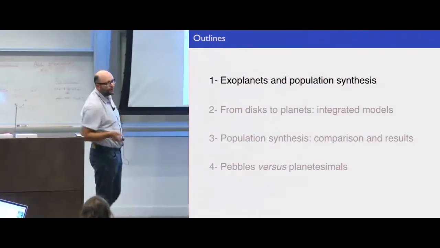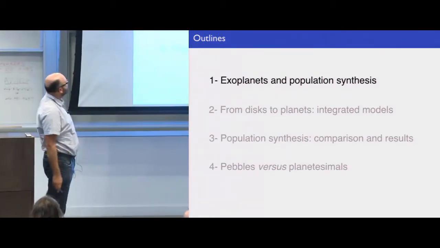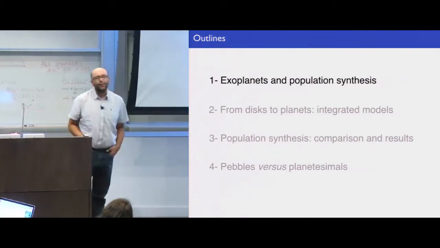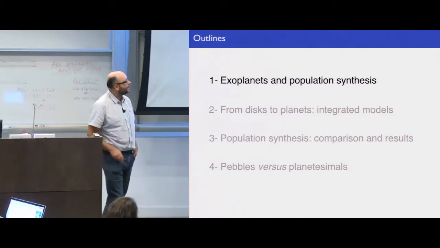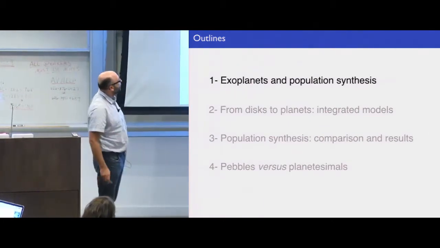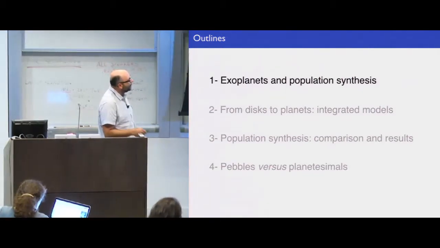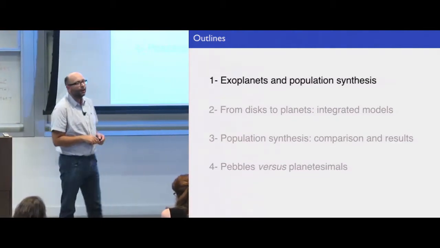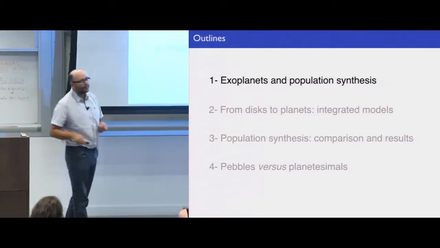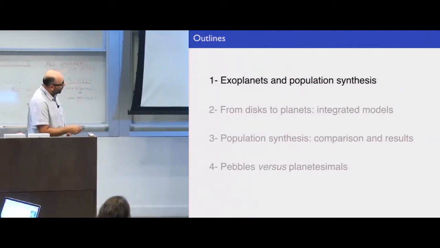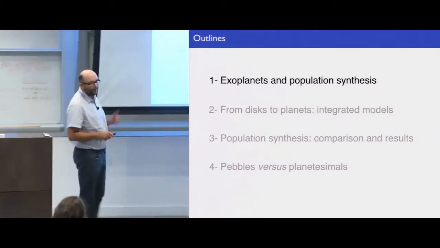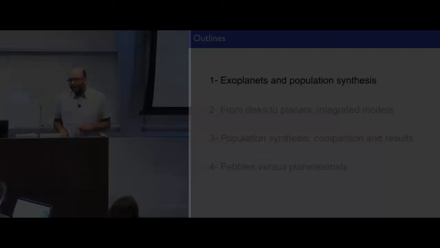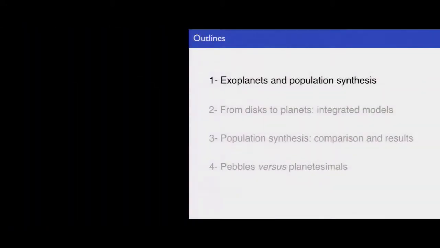I will just start with some introduction on exoplanets and population synthesis. Then I will discuss what I call integrated models, which is not population synthesis, and then I will go to population synthesis models per se. Then I will try to show some of the predictions of these models and also how they can be used to compare with future microlensing results. And then, if I have time, I will go at the end to this pebble versus planetesimals and try to show how, in fact, it's not so simple to explain planet formation with pebble accretion.